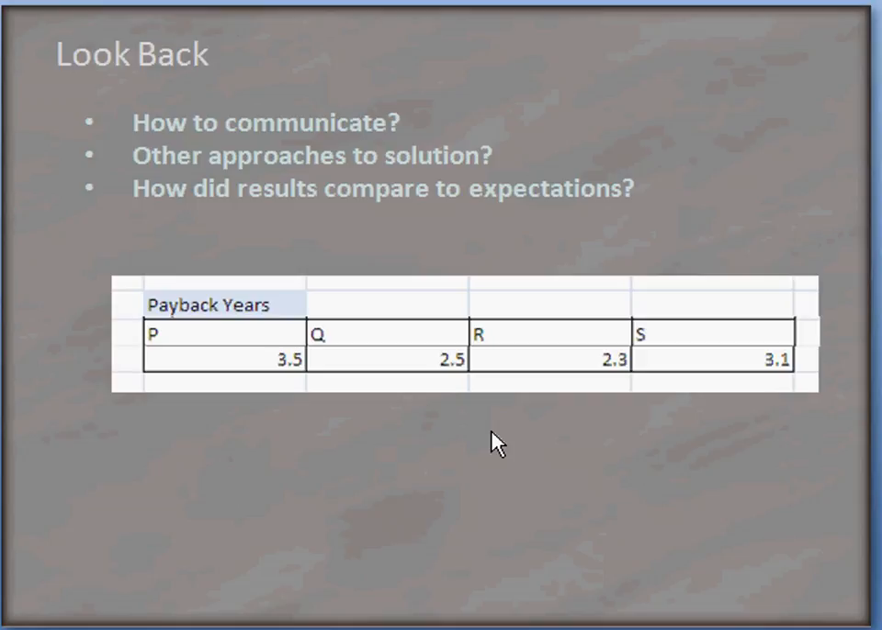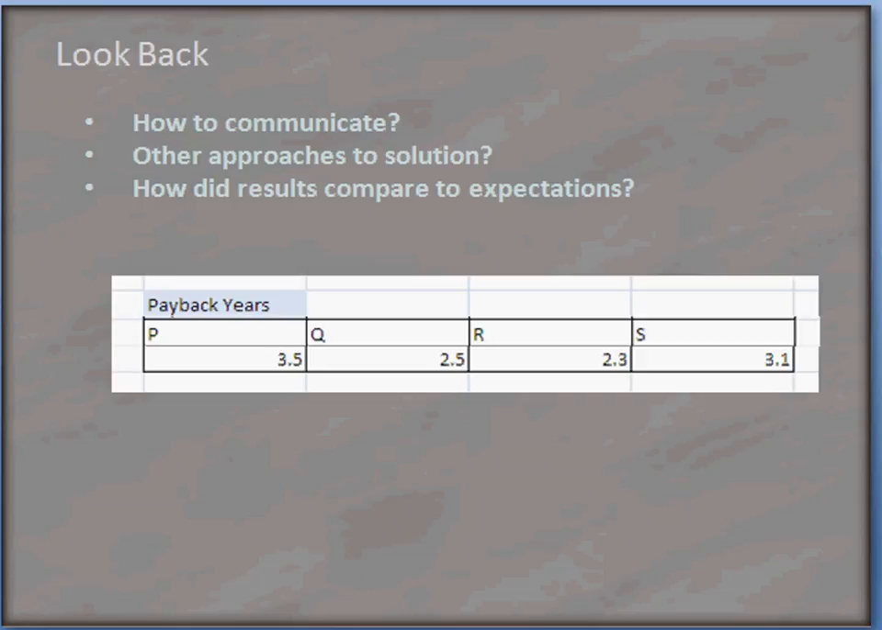Now that we've solved our problem, we take some time to look back. We went through a lot of steps here, and it's worthwhile to think about how we would communicate this result. What information would we include? We could also think about other approaches to our solution. We did a lot of work out in Scratch and in Excel. Were there alternative ways to solve this? Are there better ways to organize the information?